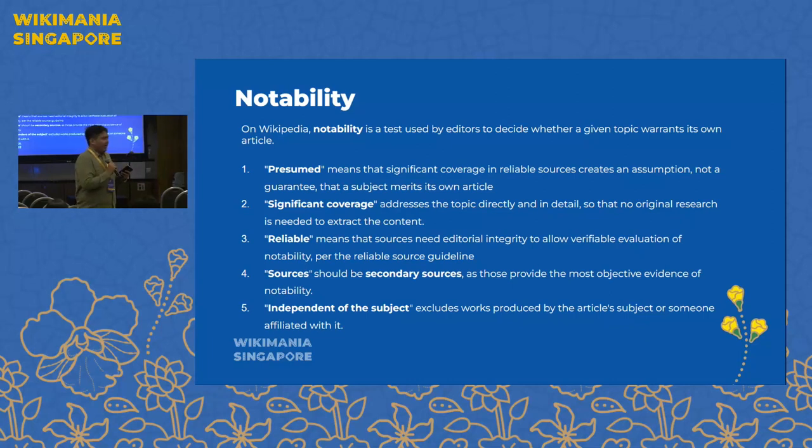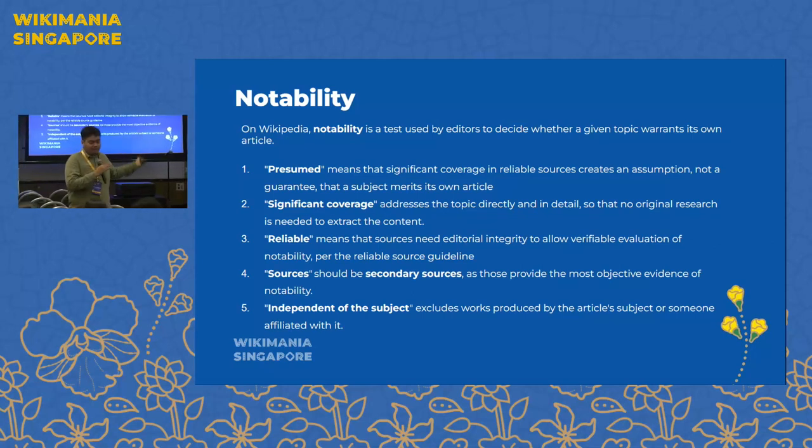It's the notability, and there are some criteria to decide which article can be written on Wikipedia. The first one is presumption. If there is significant coverage, it creates an assumption, not a guarantee. The notability itself is dynamic, yeah. Sometimes, maybe for now, it's not notable enough to be written on Wikipedia, but maybe in the future it will be notable. So yeah, just please wait, as some topics may be notable in the future, but maybe not for now. The second one is significant coverage.